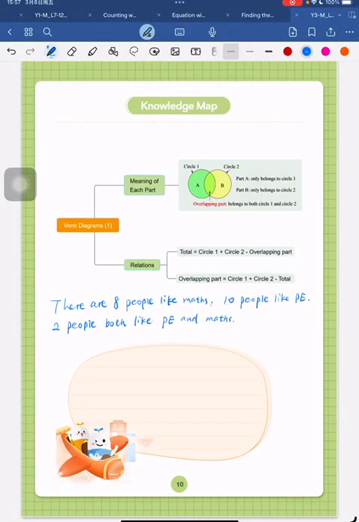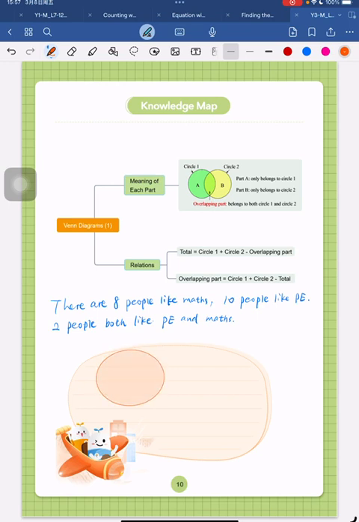Let's take a look at the meaning of different parts in our Venn diagram. For example, when we have two groups, there are 8 people who like math, 10 people who like PE, and 2 people who like both PE and math. In this question, we have 2 groups, right? So what we can do is draw 2 circles to stand for the 2 groups.